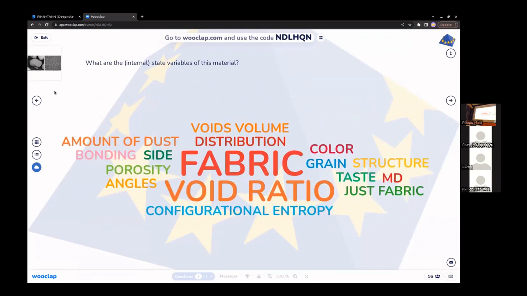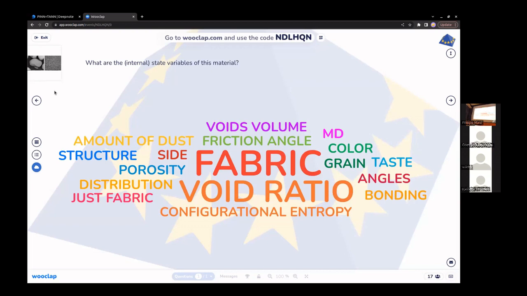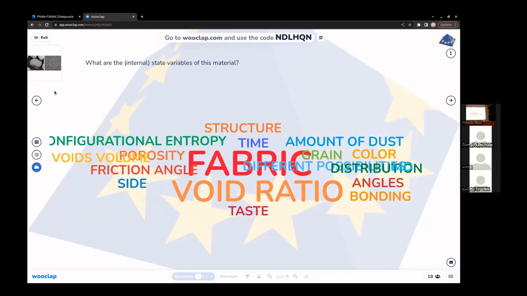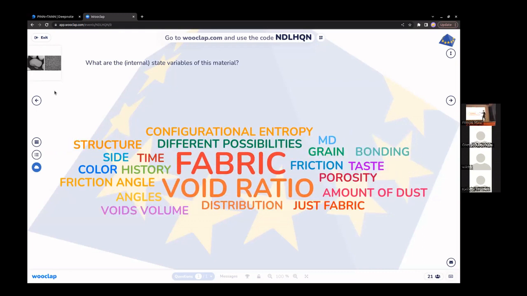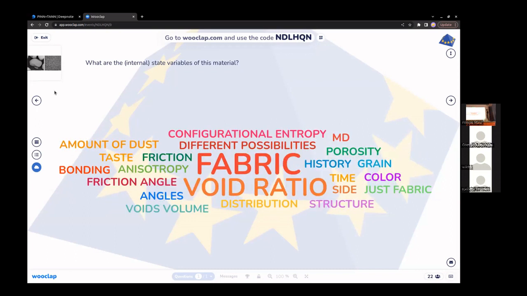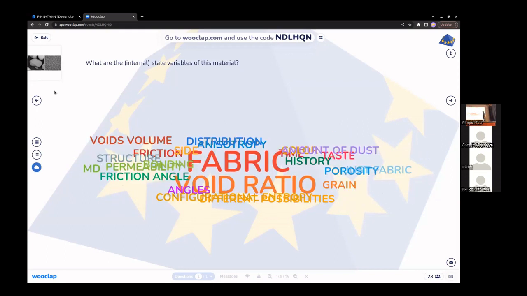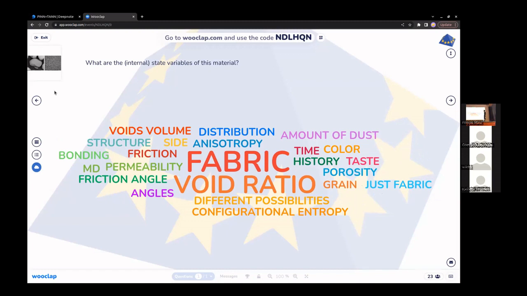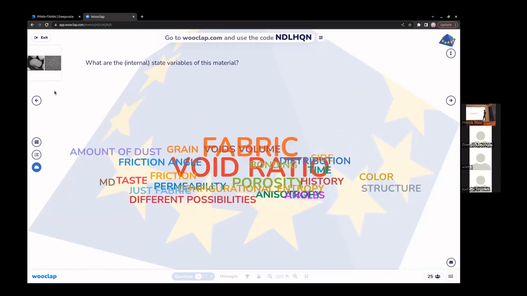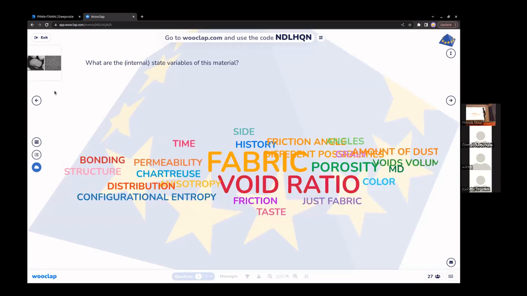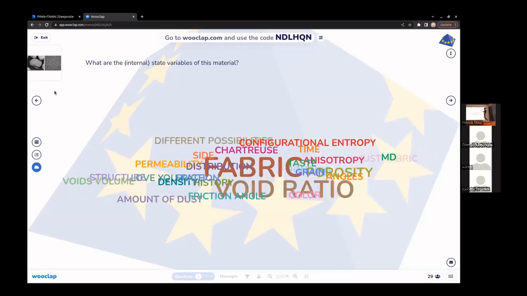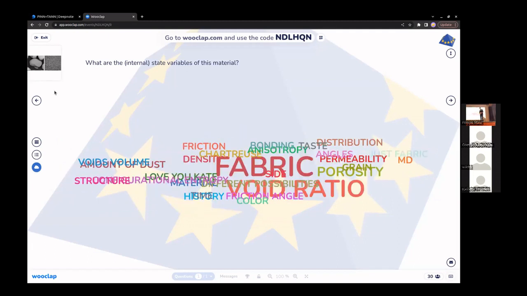Configurational entropy. Okay, so again, I love the taste. There is time, color, history, size, friction angle, distribution, we don't know what, porosity, amount of dust, lovely, friction, different possibilities, lambda after, and shutters or C, very great. So I think we can stop.